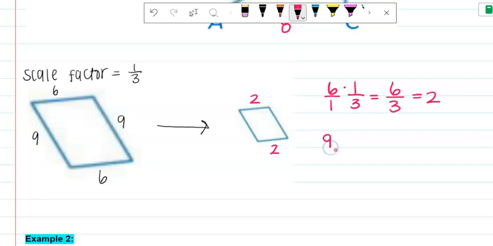Same thing with 9. 9 over 1 times our 1/3. 9 times 1 is 9. 1 times 3 is 3. 9 divided by 3 is 3.